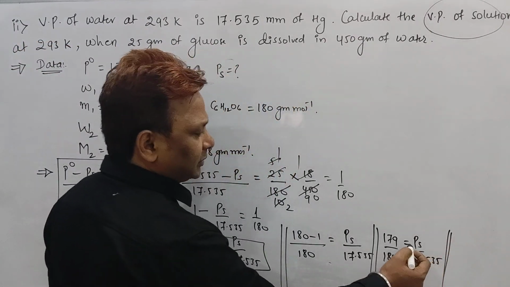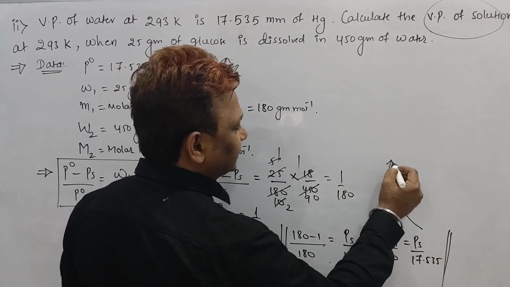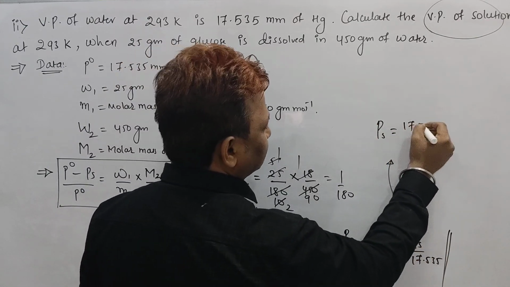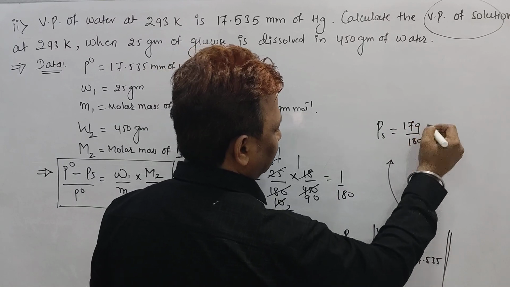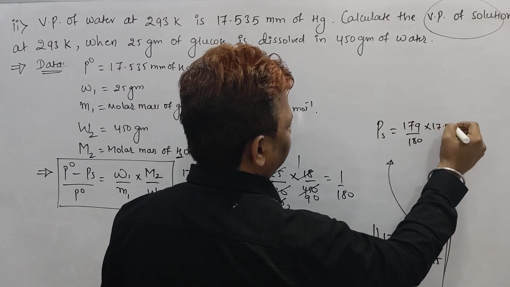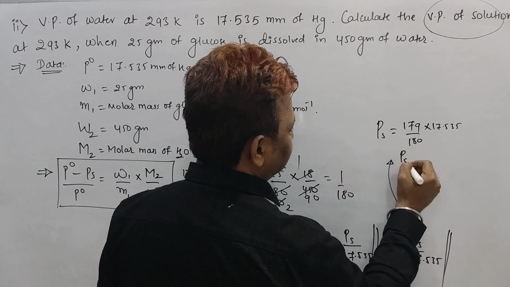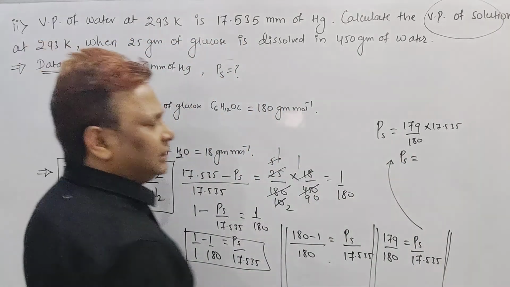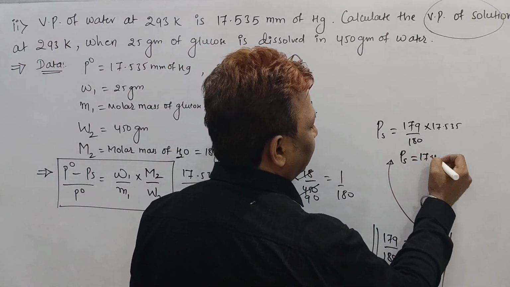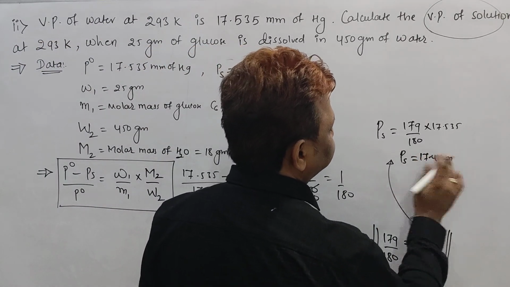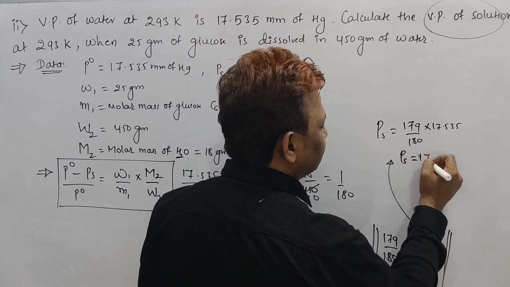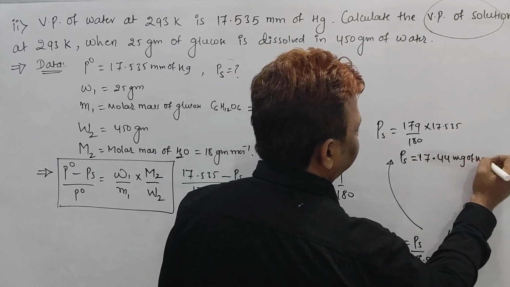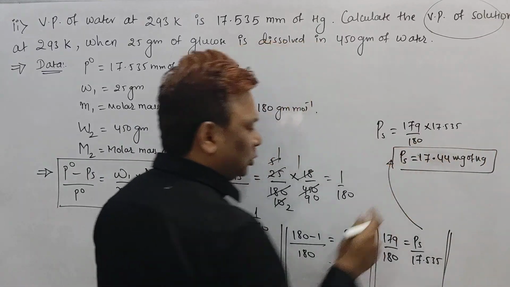That is the vapor pressure of solution. I'll write on this side. Vapor pressure of solution PS is equal to 179 by 180 into 17.535. Just solve it and see which answer you are getting, which is 17.44 mm of Hg. How is the answer 17.44 mm of Hg? But I have no need to calculate all the things.